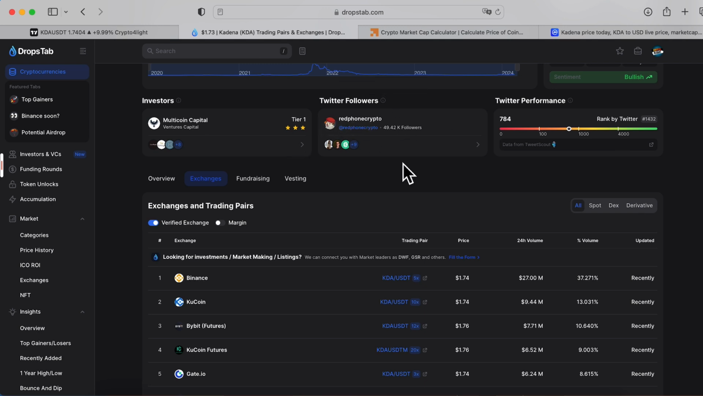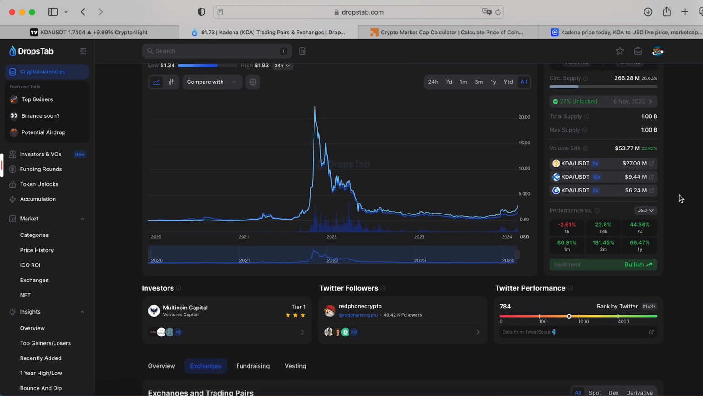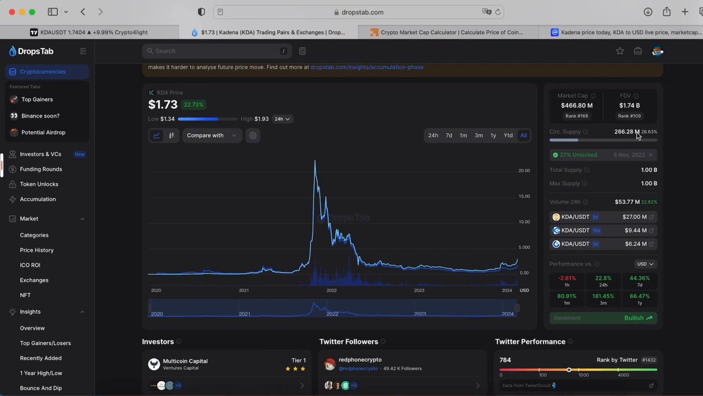Here are the top Twitter followers. You can track everything on DropStab totally for free, and we can use this basic data. So now 266 million coins in circulating supply, 26%.